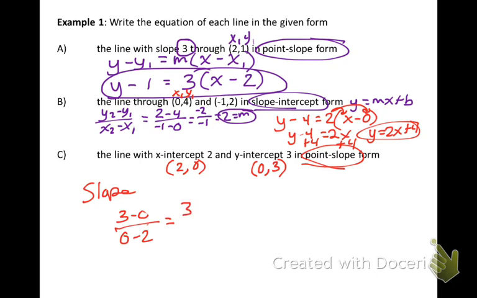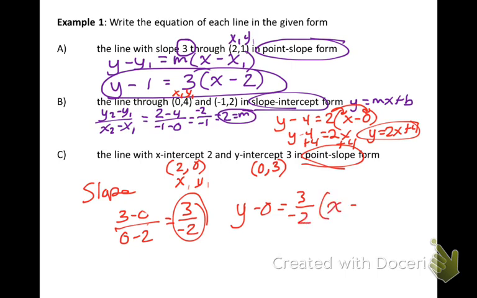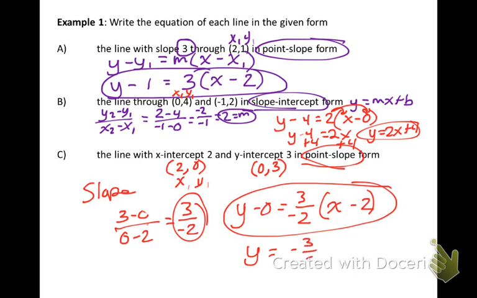over 0 minus 2, and that would be 3 over negative 2. There's your slope. And this is your x1, y1. So you would go y minus 0 equals negative 3 halves (x minus 2). And there's your answer. If you want to, you can do this instead, because that is a 0 there. So you can do that instead.